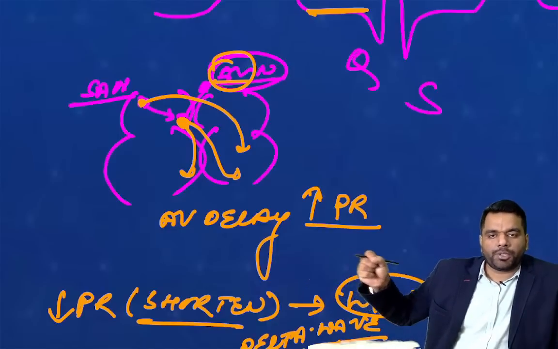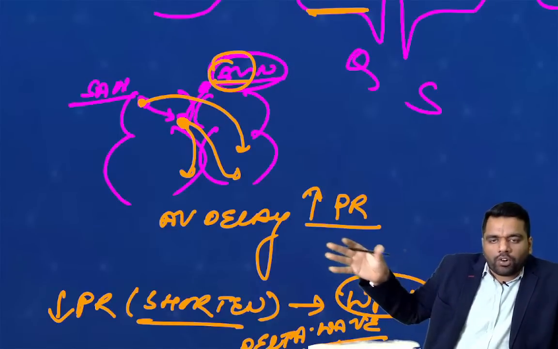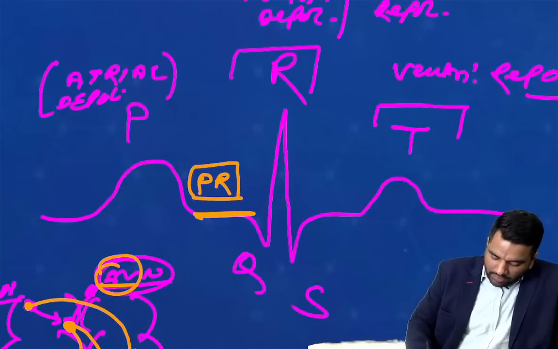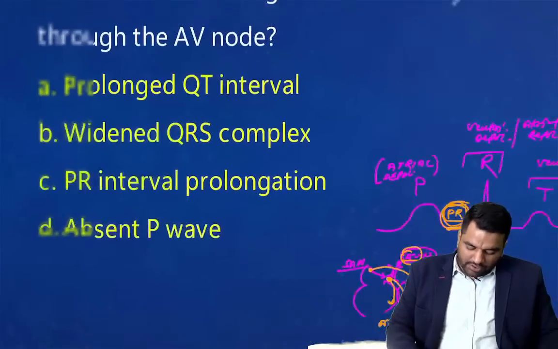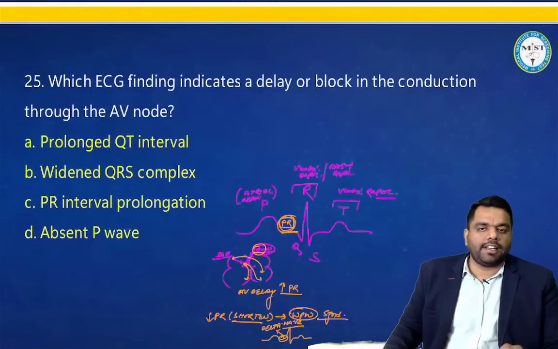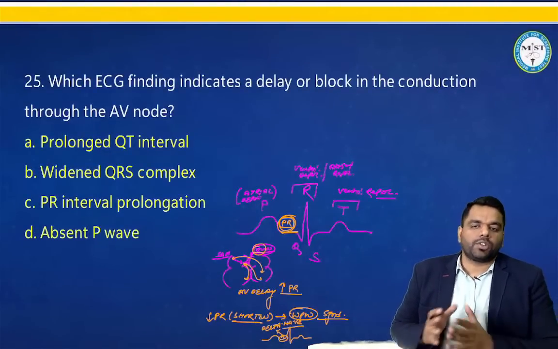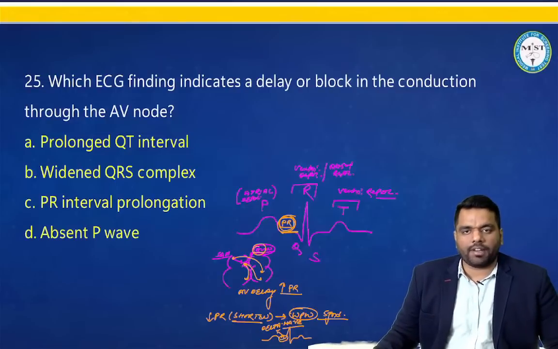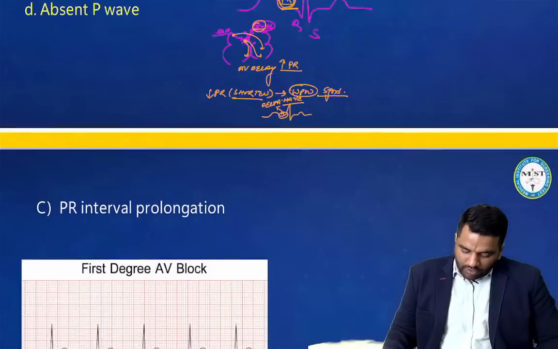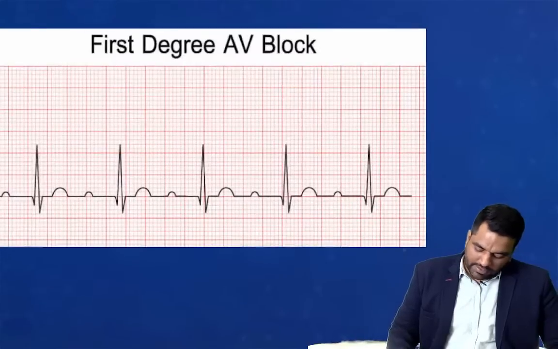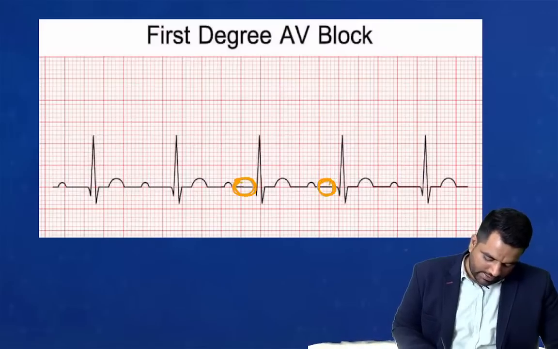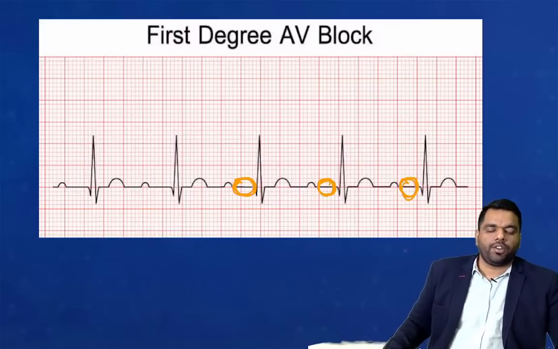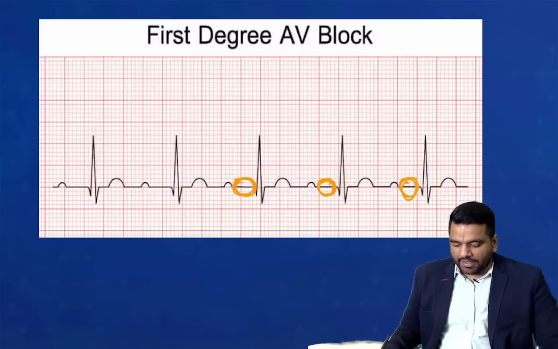So this PR interval is going to be shortened, but if the AV delay is prolonged, you can identify this prolongation in the PR interval, right? So the question can easily be stating: which ECG finding indicates a delay or block in the conduction through the AV node? This will be the PR prolongation. Here you can see this is called first degree heart block, and you can easily identify the prolongation of the PR in each cardiac cycle. So this is your first degree heart block, right?